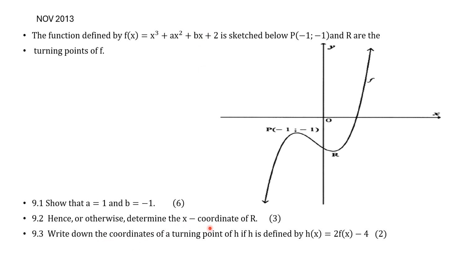And otherwise determine the x-coordinate of R, so we want the turning point. And 9.3, write down the coordinates of the turning point of h, if h is defined by h of x equal to f of x minus 4 for 2 marks. Right, so that first question for 6 marks, let's tackle that one.